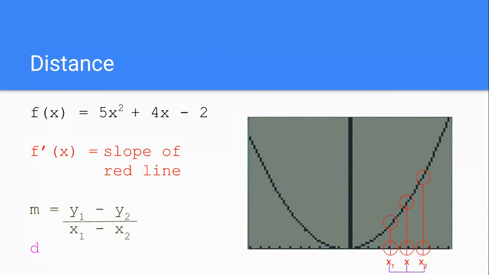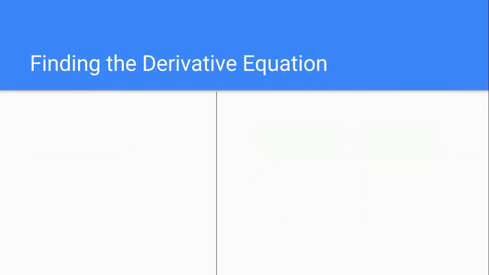So here we're back to here with the distance, and we're going to say the distance is going to be that infinitesimal. So now we're going to find the derivative equation. So f of x, this was our old function, the same one, and we know the slope of a line is this: y1 minus y2 over x1 minus x2. So x1 is going to be x, and we're going to move it to the right by the infinitesimal.